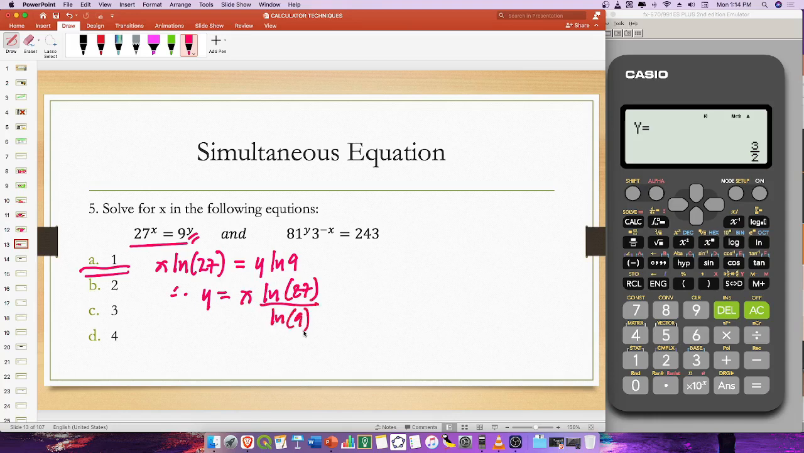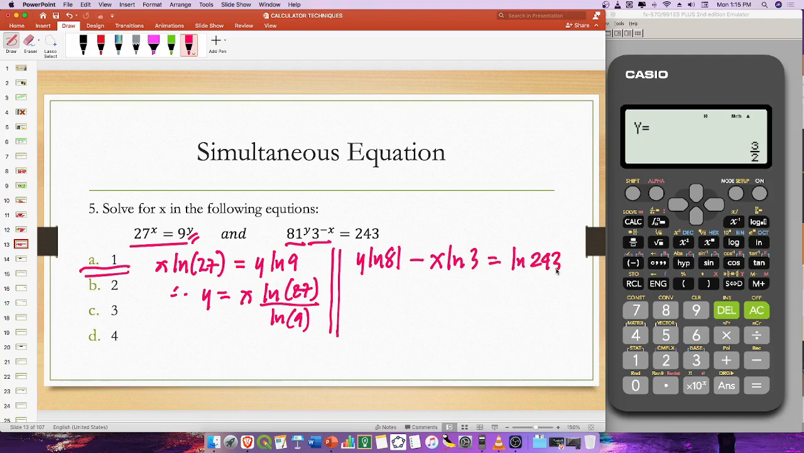So this will be my first equation. So my second equation is here. Taking the logarithm of both sides, you will have y ln of 81. Take note, this is multiplication, so it is addition. In this case, this is addition, but the exponent is negative. So negative x ln of 3 equals ln of 243.